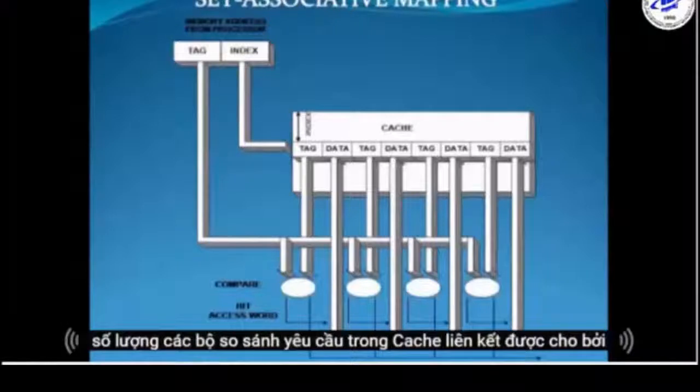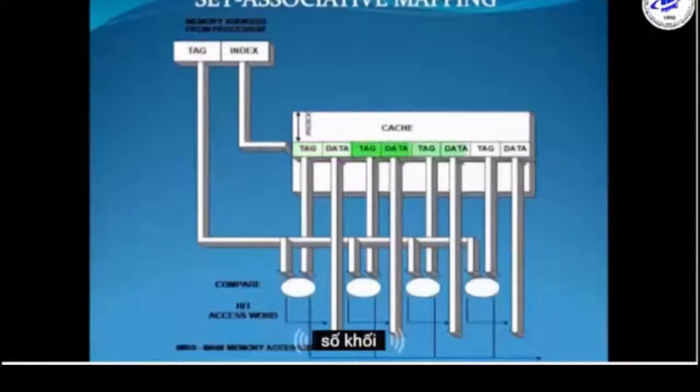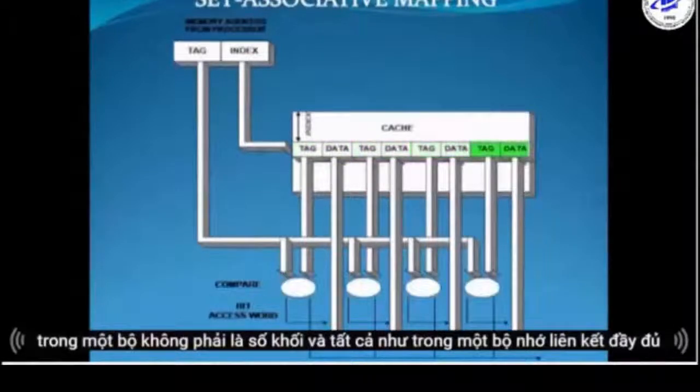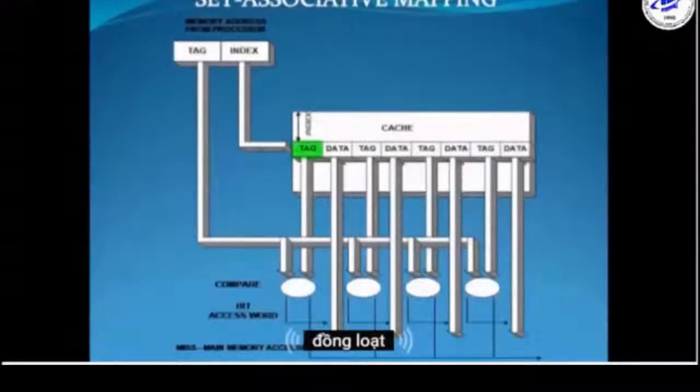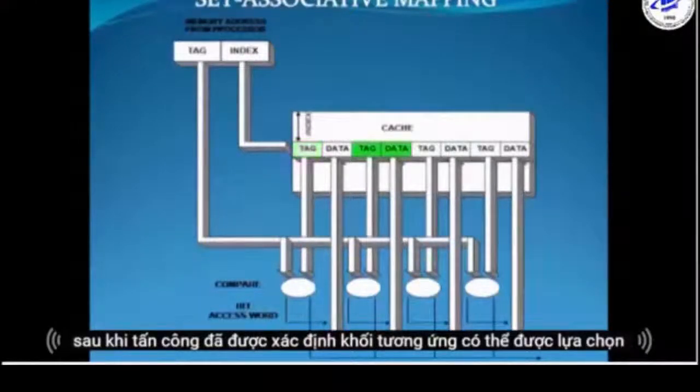The number of comparators required in the set associative cache is given by the number of blocks in a set, not the number of blocks in all, as in a fully associative memory. The set can be selected quickly, and all the blocks of the set can be read out simultaneously. After a tag has been identified, the corresponding block can be selected.